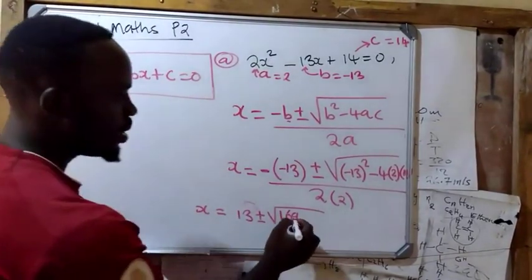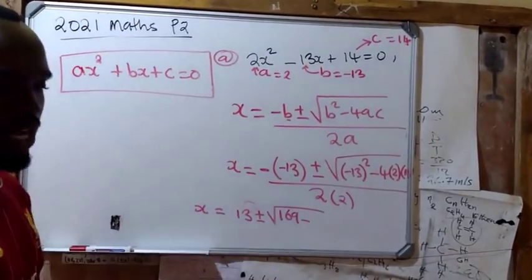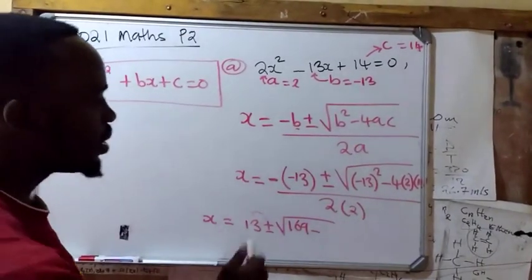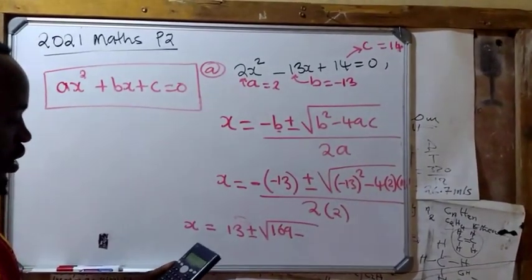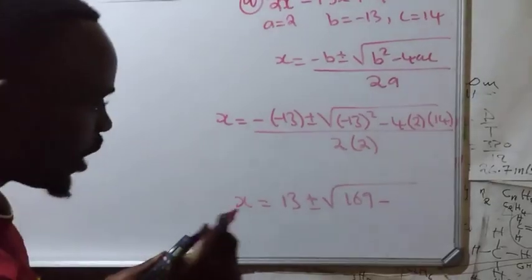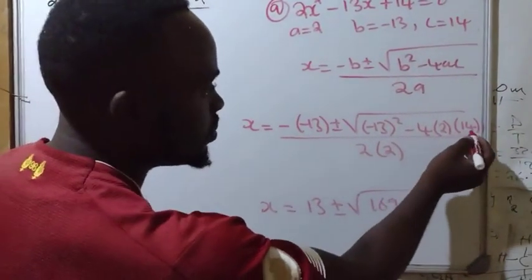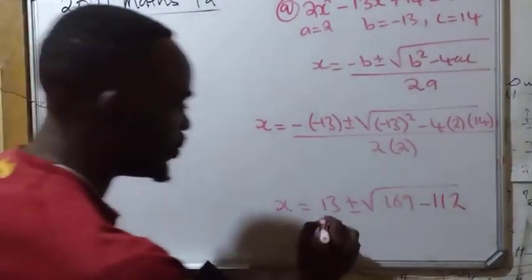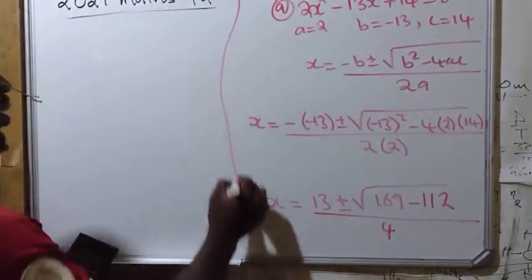169. Then minus 4 times 2 times 14. I've said this is paper 2, so I'm now using the calculator here. 4 times 2 times 14. When you multiply 4 times 2 times 14 on your calculator, you're going to get 112. Over this, 2 times 2, you are going to get a 4.